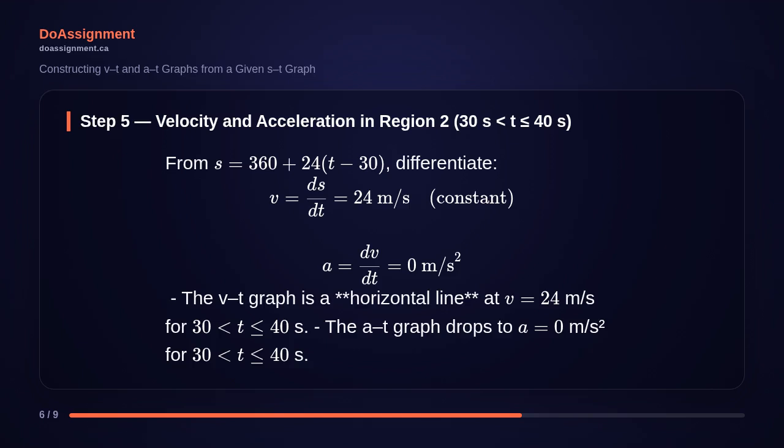Differentiating the position in region 2 gives a constant velocity of 24 meters per second. Differentiating that gives 0 acceleration. So in region 2, the velocity-time graph is a flat line at 24 meters per second, and the acceleration-time graph drops to 0.